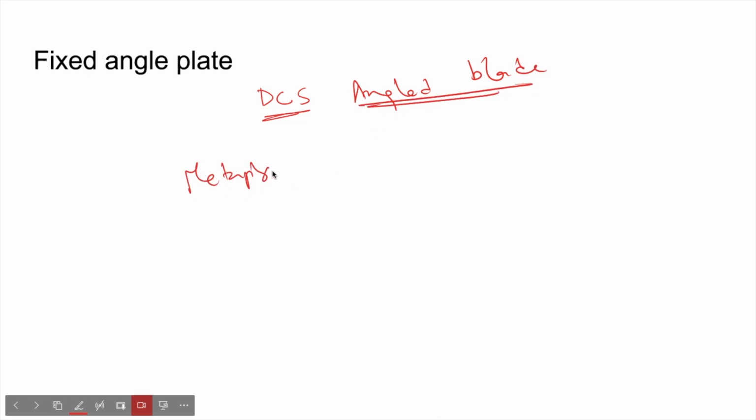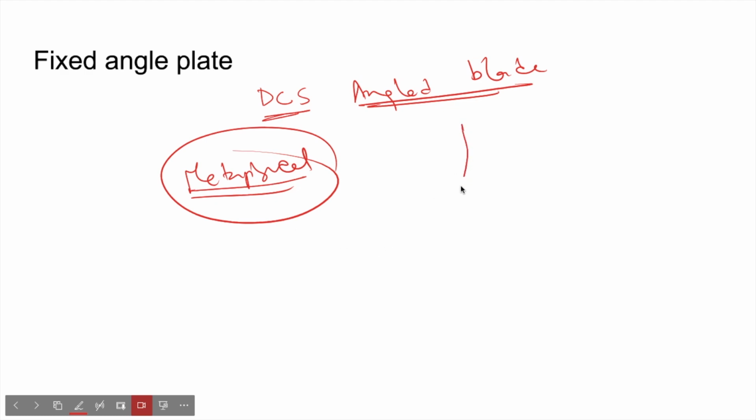Next, coming to the fixed angle plate, these were more commonly used in previous decades and years. For example, you have the DCS, dynamic compression screw, or the angle blade plate, which was used for metaphyseal fractures or metaphyseal diaphyseal fractures, where the bone is very osteoporotic. The metaphysis is very osteoporotic, and therefore you use this kind of plate which holds on to the metaphysis strongly and prevents pull out of the plate from the metaphysis.